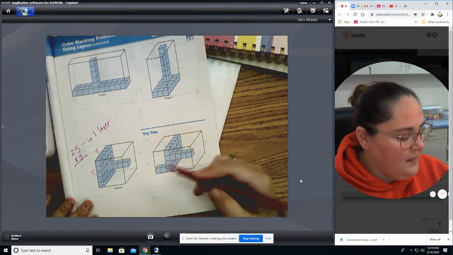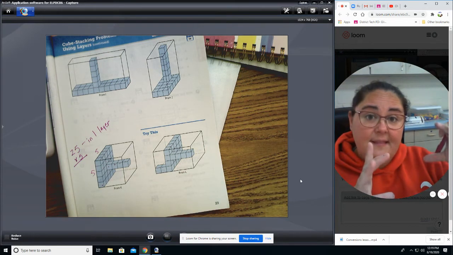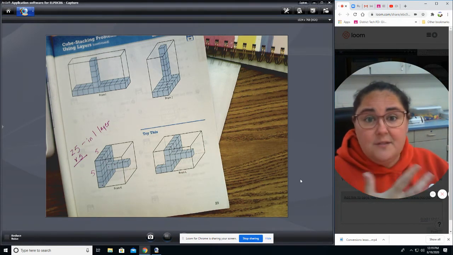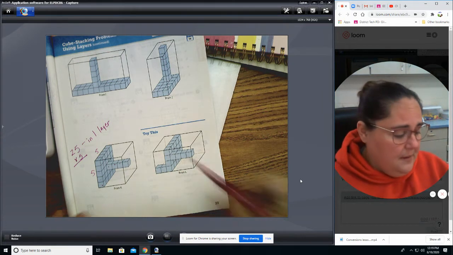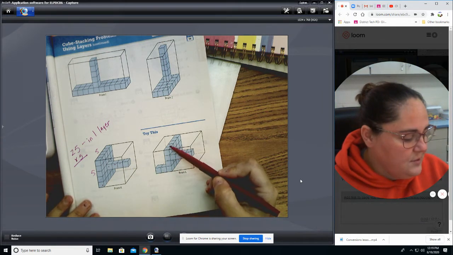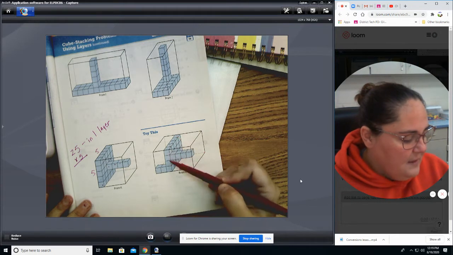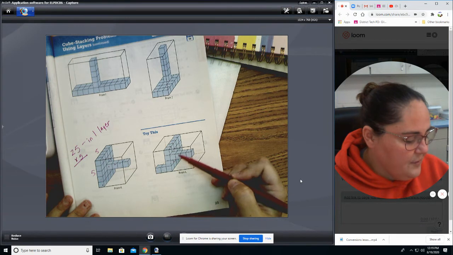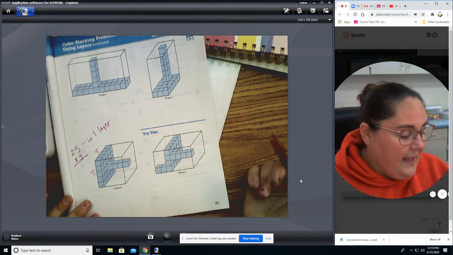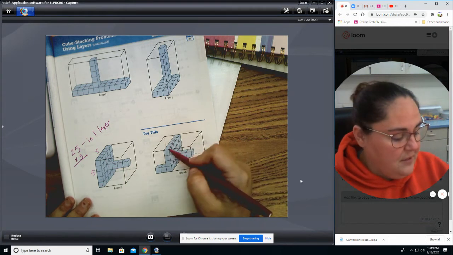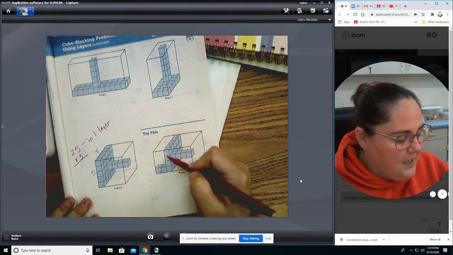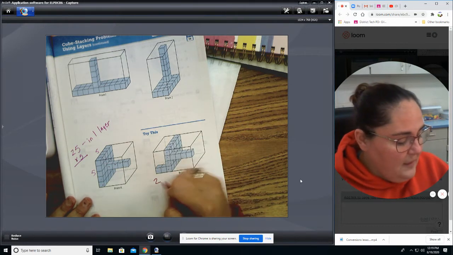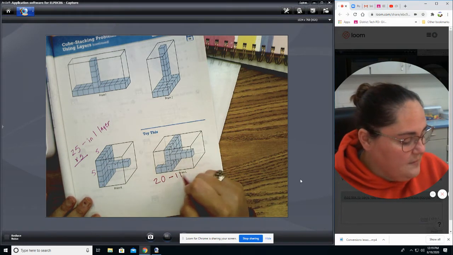And prism L. How many are in one layer? For me, it's easier to find that layer and find almost like an area, so I'm going to do the math that way. One layer will have 1, 2, 3, 4, 5, 6, 7, 8, 9, 10, 11, 12, 13, 14, 15, 16, 17, 18, 19, 20. And I can double check that by doing my multiplication: 5 times 4. So 20 is one layer.